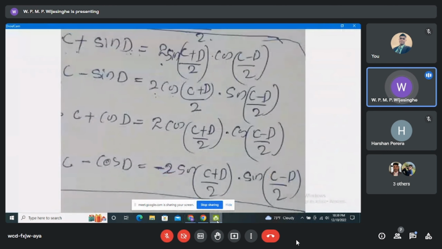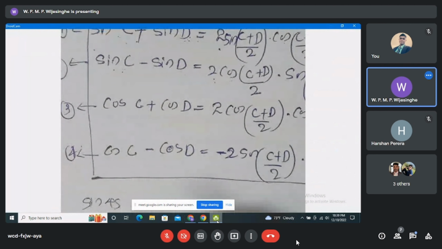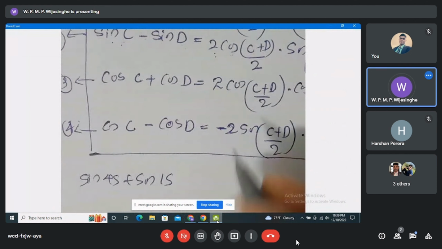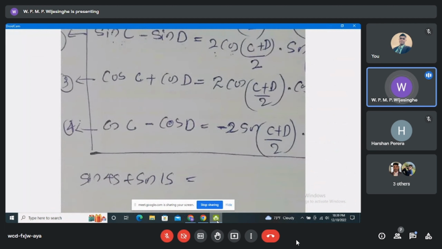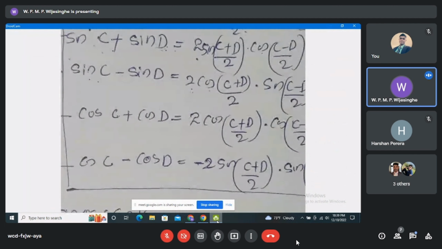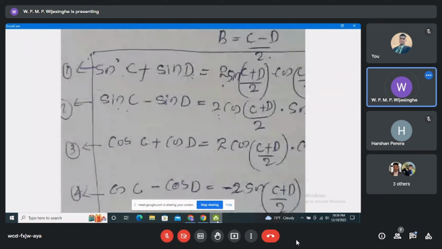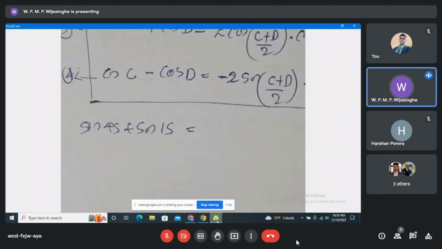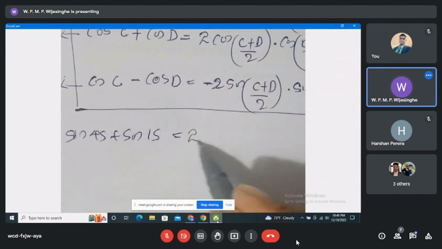Now here you have been given sin 45 plus sin 15. Then simplify this by using this relationship. It is the summation of two sine angles, then it is one type, right? First one. When you can write, it is this type, right? Type 1. So here sin 45, sin 15. Then you can write 2, right?